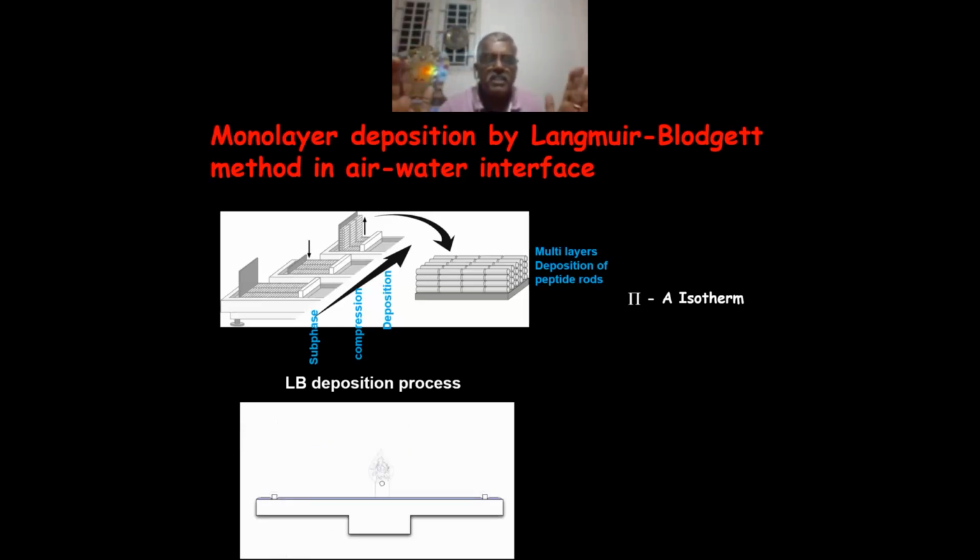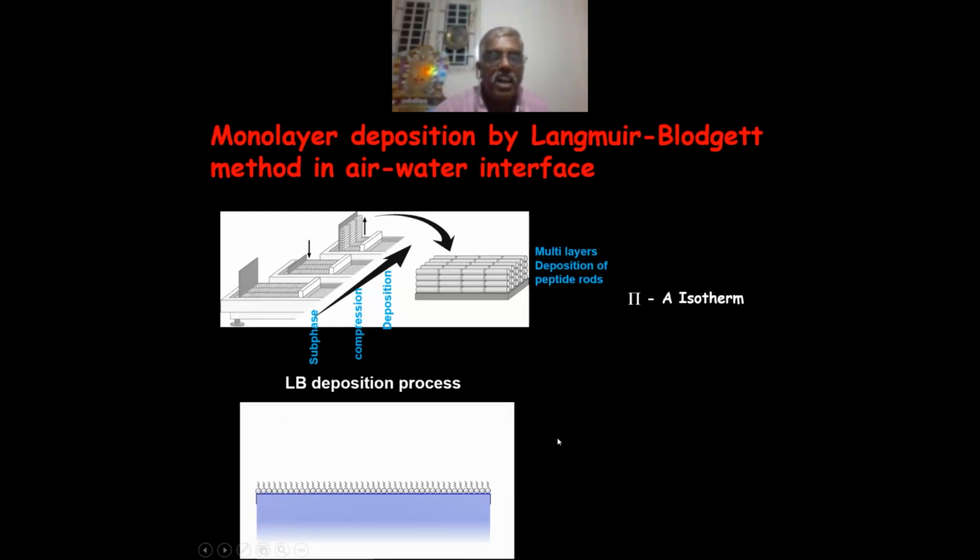Then it will be compressed, then it will be arranged. The dispersed monolayer will be arranged over the water. The molecule is supposed to be not soluble in water. So when you spread it, then certainly you will get a self-assembled monolayer. Like this, you can stack multi-layers over this. You can use it for different sensor applications.